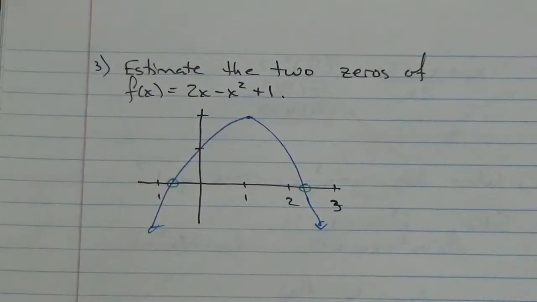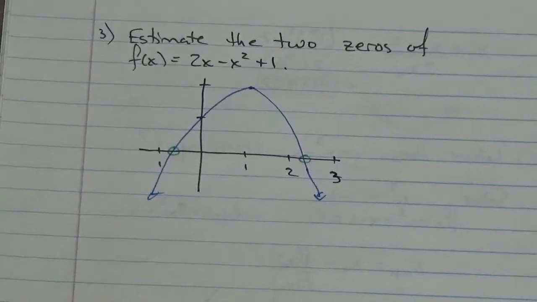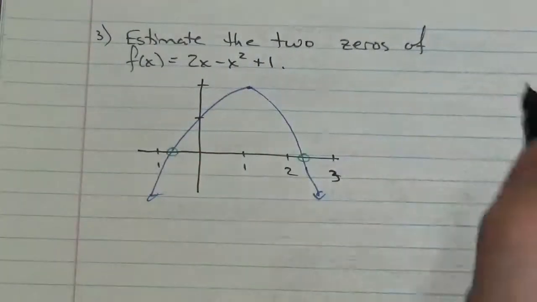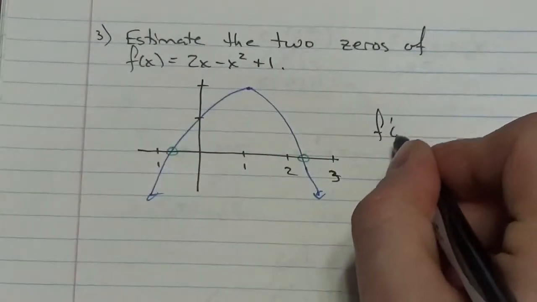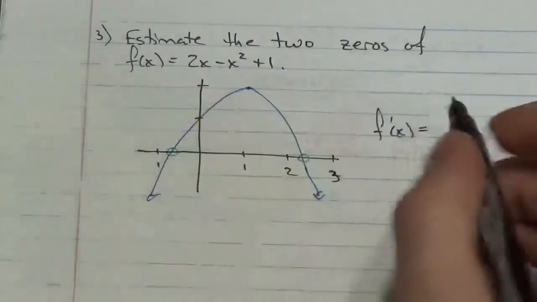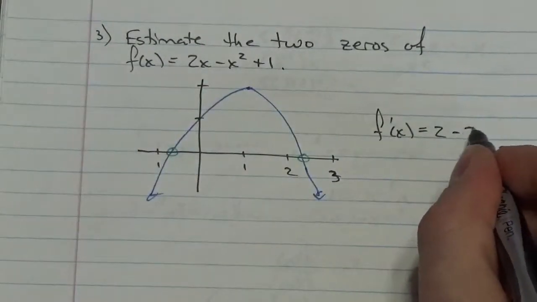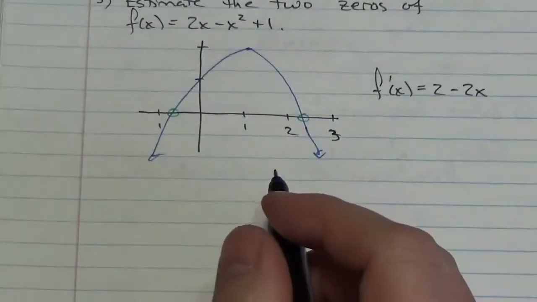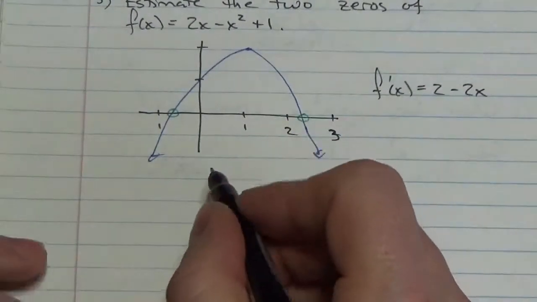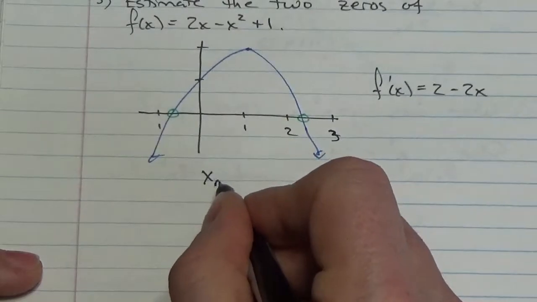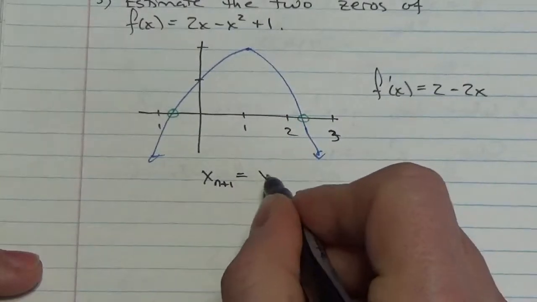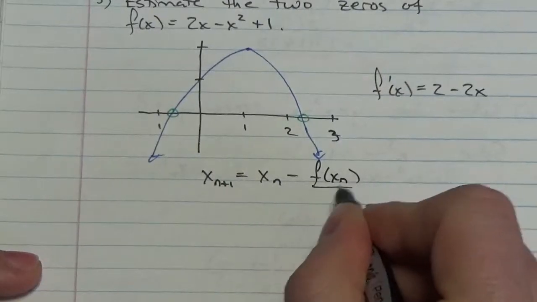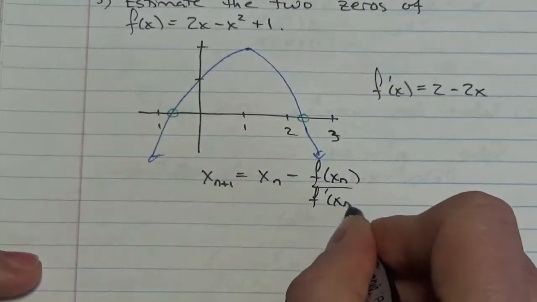So I'm getting two answers. Okay, well, my function is 2x minus x squared plus 1. I need the derivative to make this work, and so my derivative is going to be 2 minus 2x. So now let's build our little engine here for figuring out roots. So x sub n plus 1 is going to equal xn minus f of xn over f primed of xn.